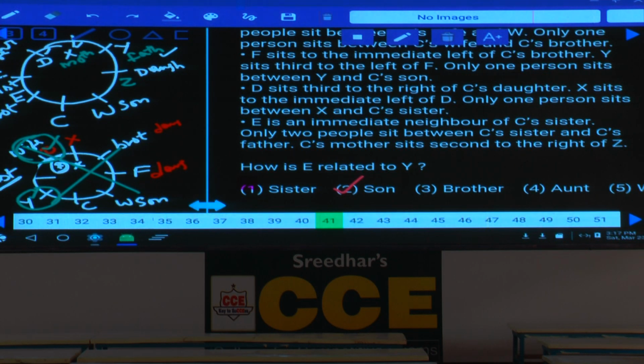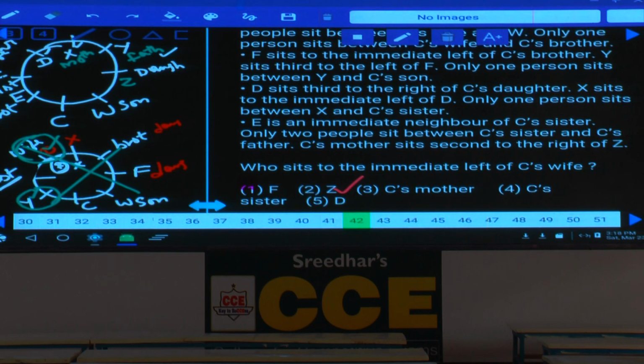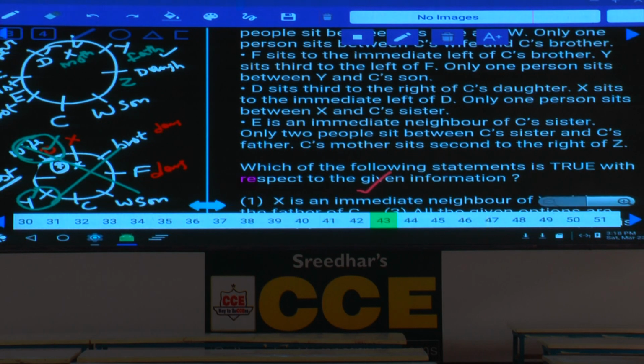Then who sits to the immediate left of C's wife? Tell me who is that person? X, that is C's mother. X, that is C's mother, sits to the immediate left, that is choice 3. Then next one, question number 78. Now in this 78, which of the following statements is true with respect to the given information?